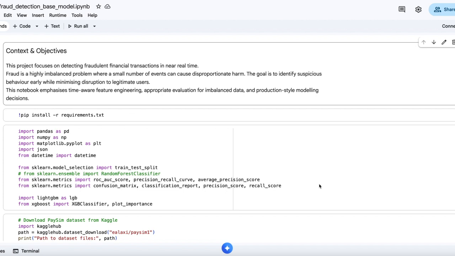Fraud is a classic example of extreme class imbalance. Even though fraudulent transactions make up a very small proportion of all transactions, they can cause huge financial and emotional harm. So our goal here is to identify suspicious behaviors early while minimizing disruption to legitimate users.